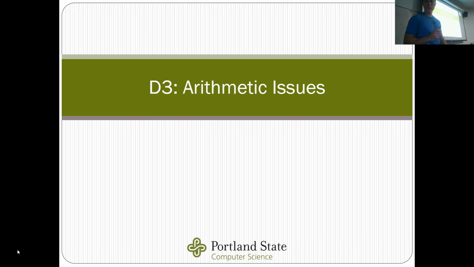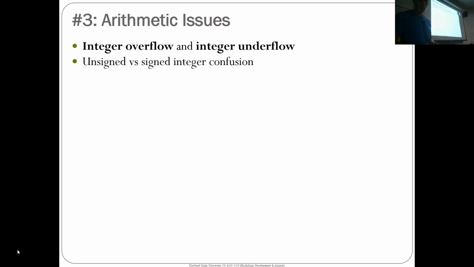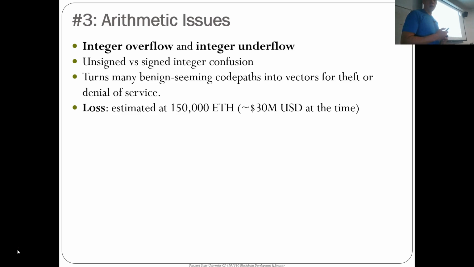So today we're going to cover the next two of the top 10 vulnerabilities in smart contracts. The first one we're going to cover is arithmetic issues. These can be classified as integer overflow and integer underflow, and unsigned and signed integer confusion. And it can turn a lot of benign-looking code paths into vectors for theft and denial of service.